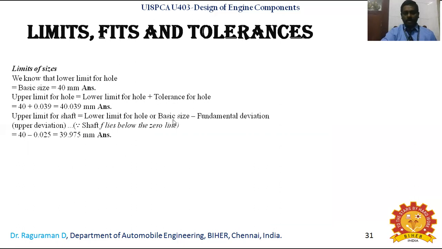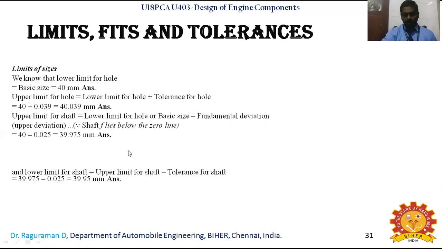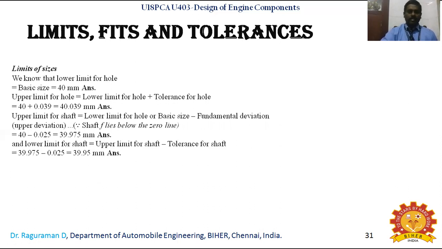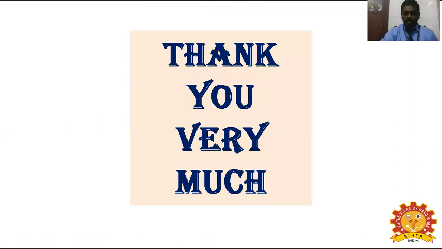For the upper limit of the shaft, it is the basic size minus the fundamental deviation, because the shaft f lies below the zero line. You already identified the fundamental deviation as 0.025 mm. From the basic size of 40, you subtract that to get the upper limit of the shaft. The lower limit of the shaft is the upper limit of the shaft minus the tolerance for the shaft. So the upper limit is 39.97 mm, minus 0.025, you get 39.95 mm. So it's all about these limits with tolerances.